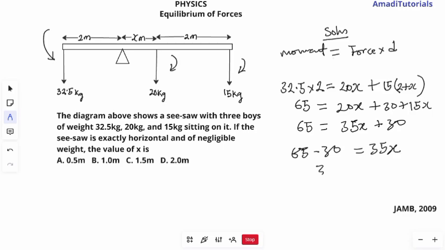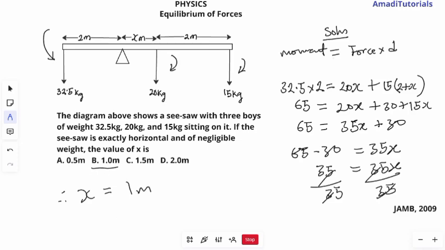So here 35 equals 35x. You divide both sides by 35 to make x the subject of the formula. So you have that x equals 1. Therefore, x equals 1 meter, which is option B, 1.0 meter. So that's how this is done. It's as simple as that.